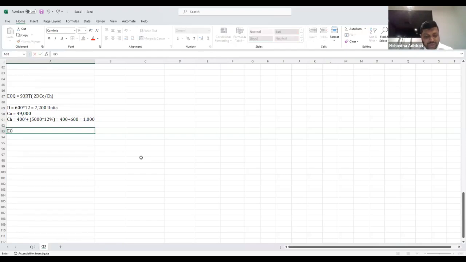Now calculate what is the economic order quantity. If you calculate based on the EOQ formula, then decide whether we can get the bulk discount or not. Quickly work it out. You can drop me an answer. What is the economic order quantity? Now you have the information: demand available, cost of ordering, and cost of holding available. Let me know the answer.